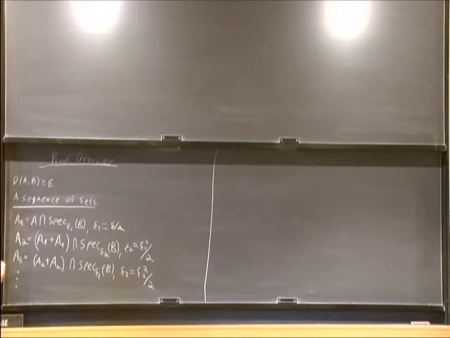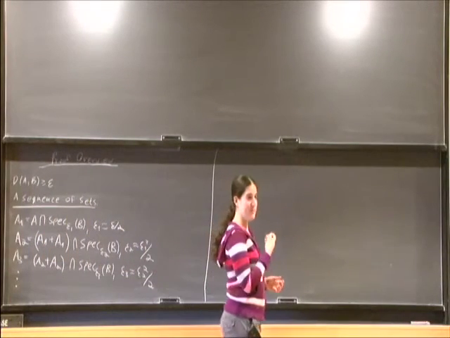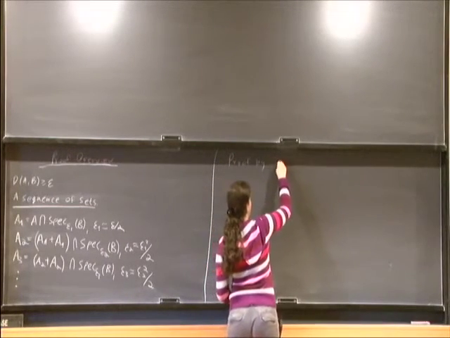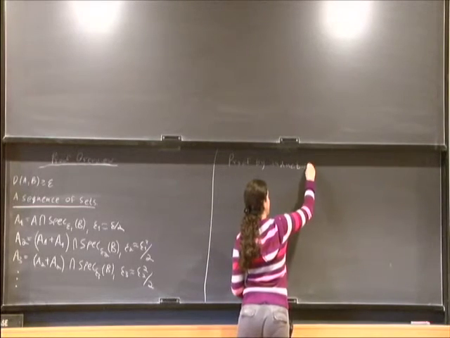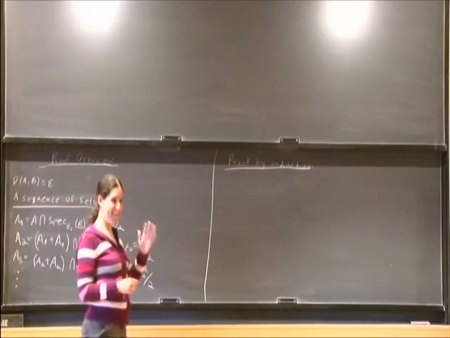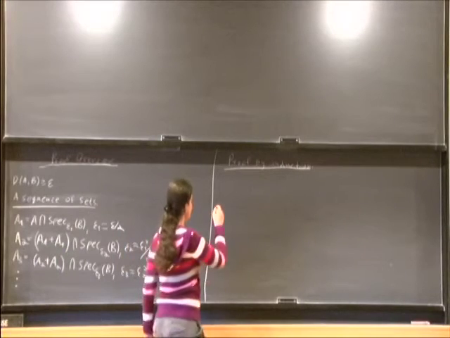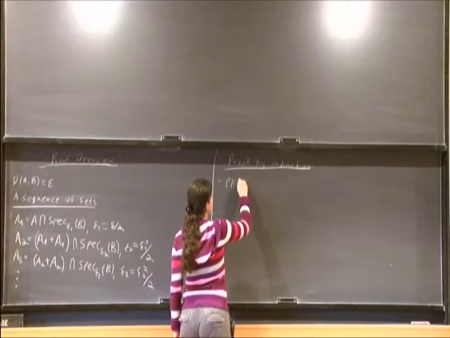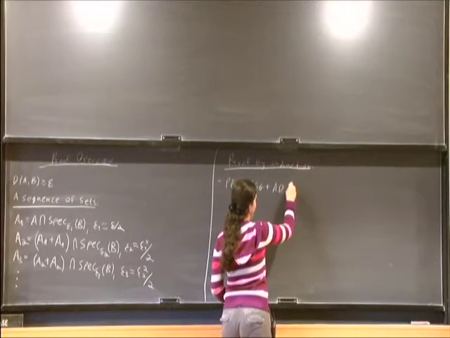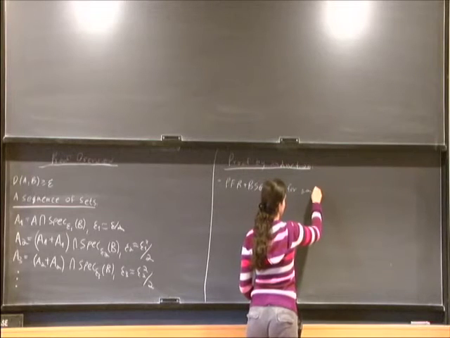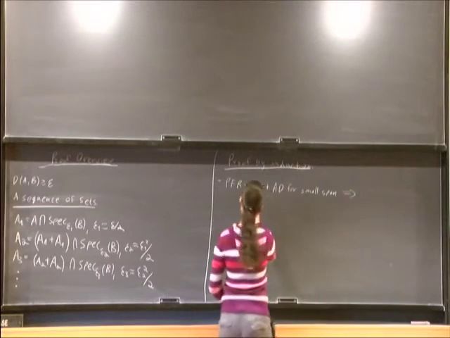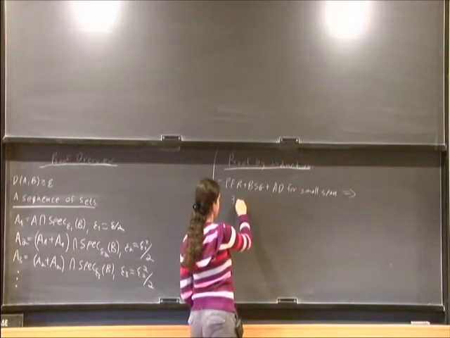After we have this sequence of sets, our proof goes by induction. I'll go into more details later, but roughly the idea is this. PFR plus DSG plus approximate duality for small span, all these theorems imply that there exists a large subset.